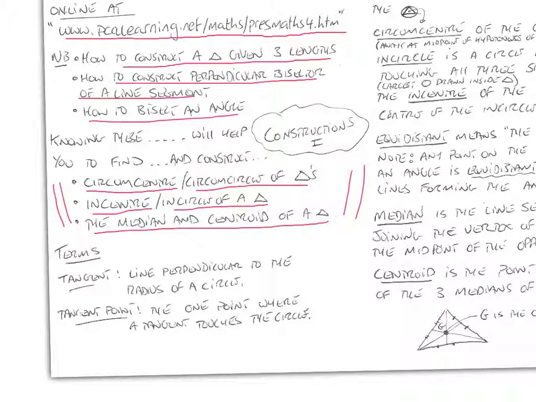These are all the main parts of this chapter. And as we look at those, let's look at some common terms and terminology. So a tangent, if we recall from the previous geometry chapters, is a line perpendicular to the radius of a circle. A tangent touches the circle at one point, and it's at 90 degrees to the radius of the circle, that radius from the centre of the circle to that tangent point. And the tangent point is the one point where a tangent touches the circle.